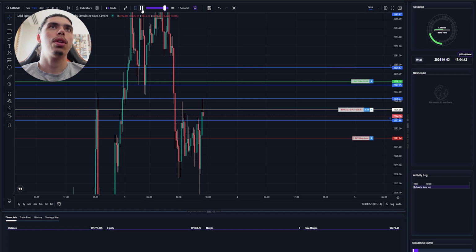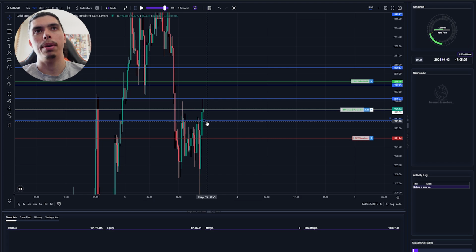So with how bullish we are and how we tap that level, until this 15-minute candle closes bearish, then I can close this trade for a small loss.